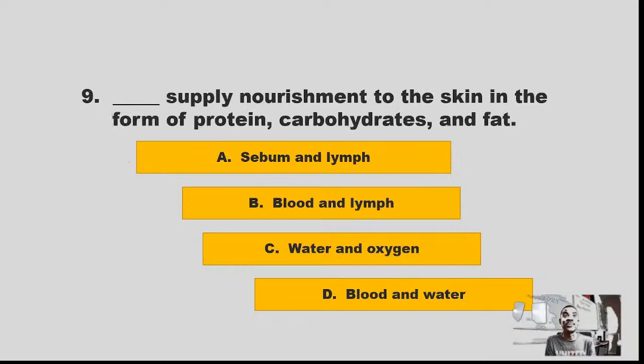Here's our next question. Blank supply nourishment to the skin in the form of protein, carbohydrates, and fat. Here are your answers. Is it sebum and lymph? Is it blood and lymph? Is it water and oxygen? Or is it blood and water? I'm going to give you a few seconds to think about that. And the correct answer is B, blood and lymph.